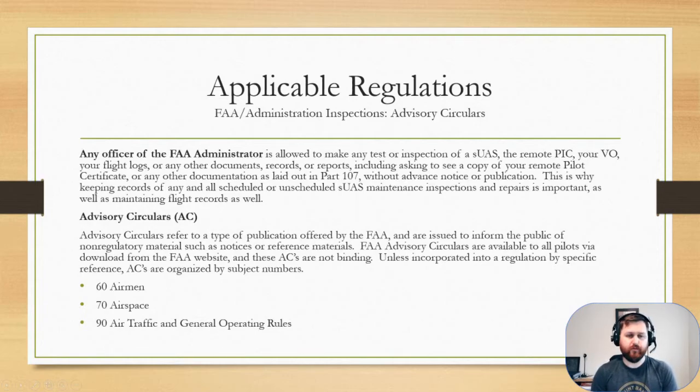Advisory circulars, AC, refer to a type of publication offered by the FAA and are issued to inform the public of non-regulatory materials such as notices or reference materials. The FAA advisory circulars are available to all pilots via download from the FAA website, and they're not binding unless incorporated into a regulation by specific reference, and those have specific reference numbers, which are 60, 70, and 90.